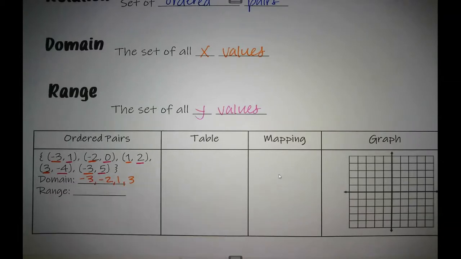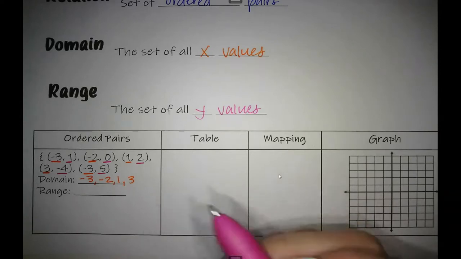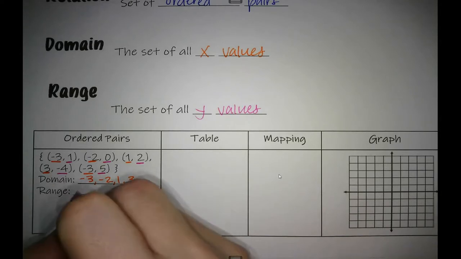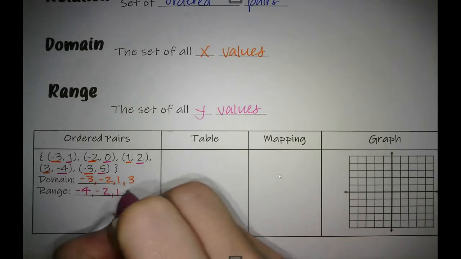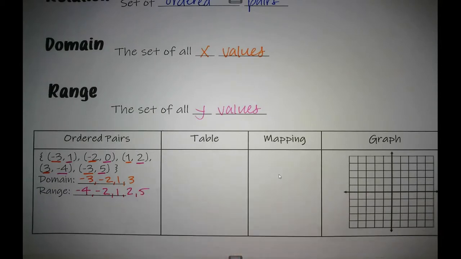All right, our range is our y value, which is the second number. That's all of these. Again, we write them in order from smallest number to largest. And again, if there's one that's repeating, we don't write it again. So -4 would be smallest, -2, 1, 2, and 5.